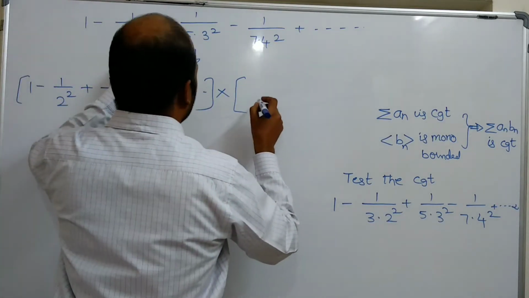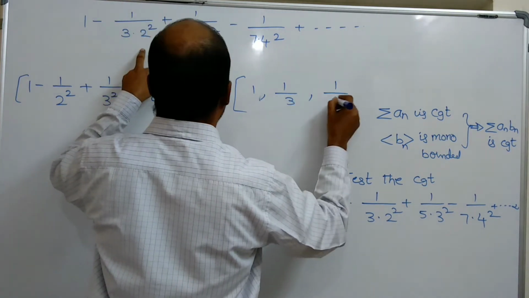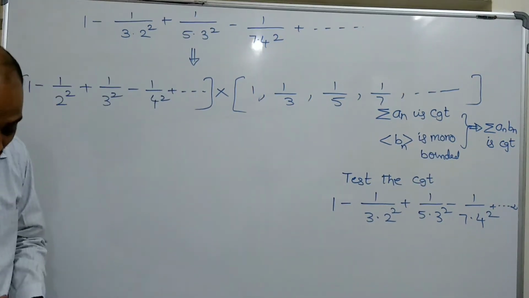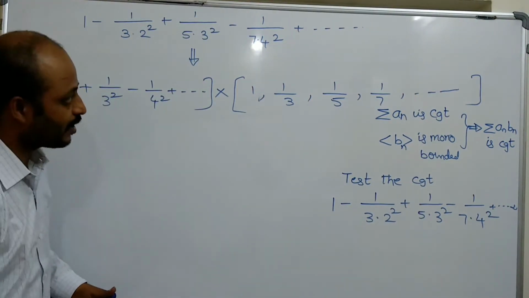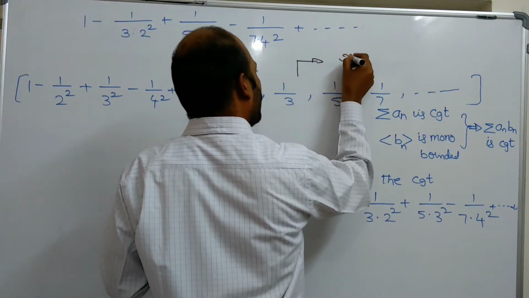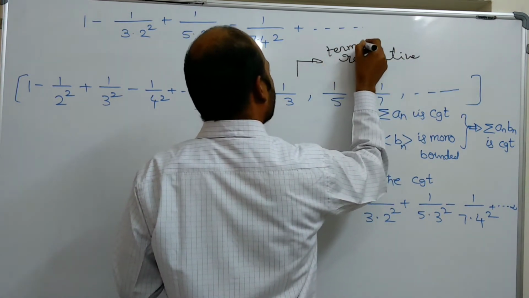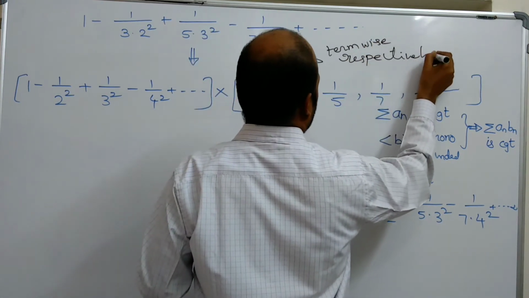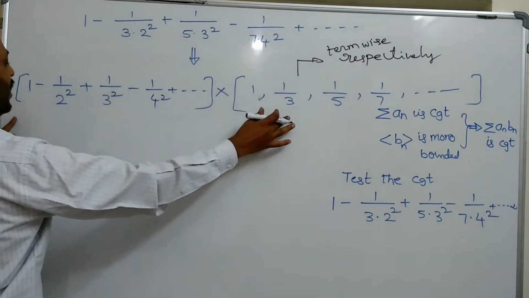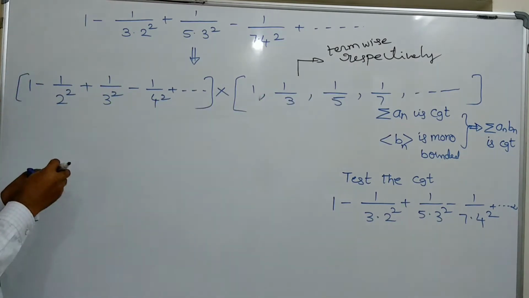Product, with 1, 1 by 3, 1 by 5, 1 by 7 and so on. But here the product is term wise with respective terms only. It means the first term multiplies with the first, 1 by 3 with the second term, 1 by 5 with the third term, 1 by 7 with the fourth term and so on.